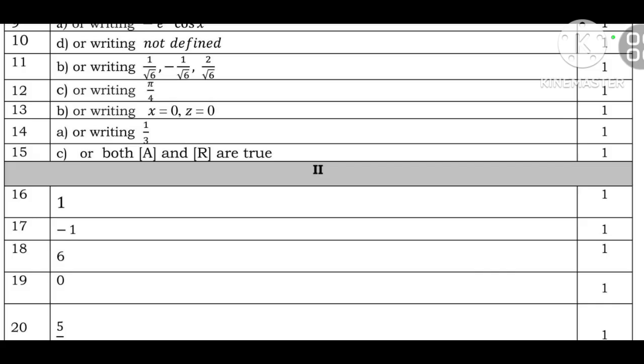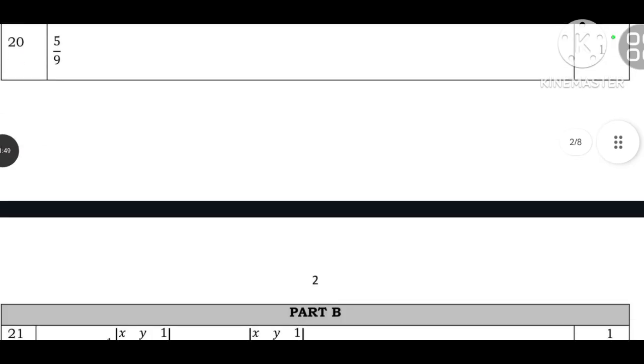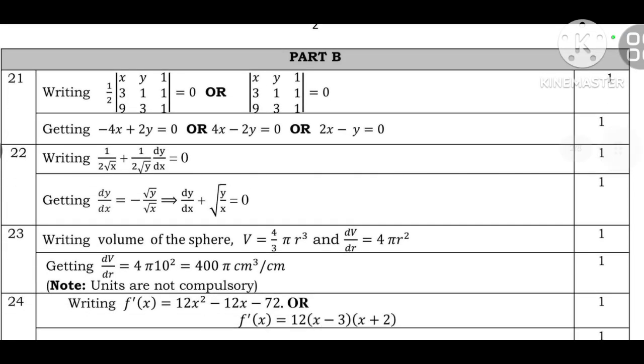15th, C is correct. Coming to the second one, question number 16, answer is 1. 17th, minus 1. 18th is 6. Answer for 19th is 0. Answer for 20 is 5 by 9. Coming to part B, which is from the matrix.